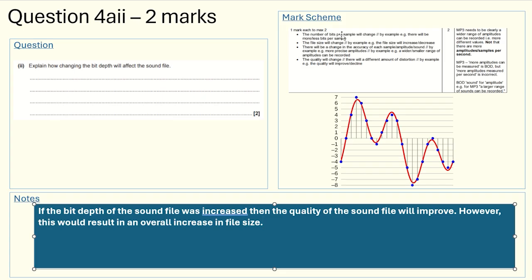So we could talk about these other points as well. We could say the number of bits per sample will change. So there's going to be more or less bits. There will be a change in the accuracy of each sample, because if we're adding bits, there's going to be a change in the increase.